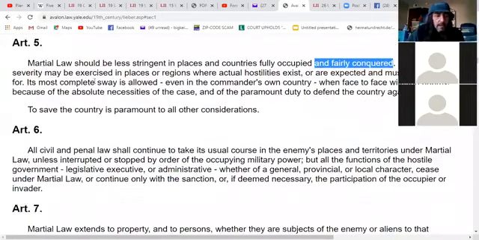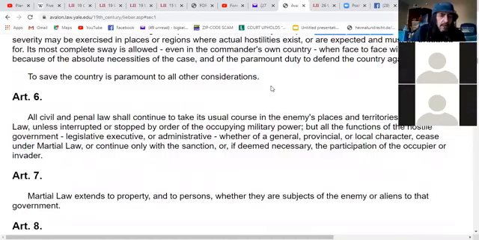Much greater severity may be exercised in places or regions where actual hostilities exist or are expected and must be prepared for. Its most complete sway is allowed, even in the commander's own country, when face to face with the enemy, because of the absolute necessities of the case and of the paramount duty to defend the country against invasion. To save the country is paramount to all other considerations, period. And if you're going to leave that up to a corporate facility, I beg you to reconsider your position on it and take up arms your own self.